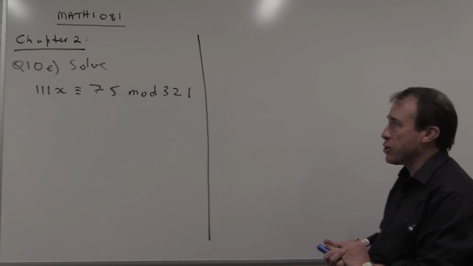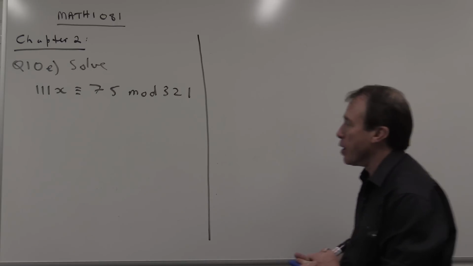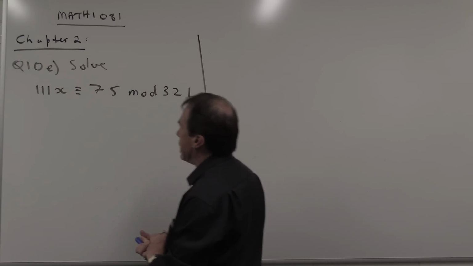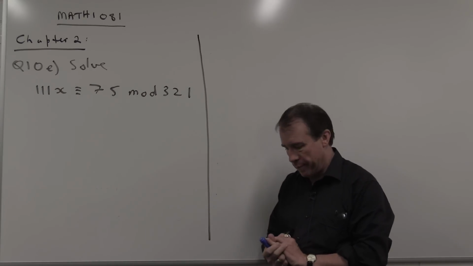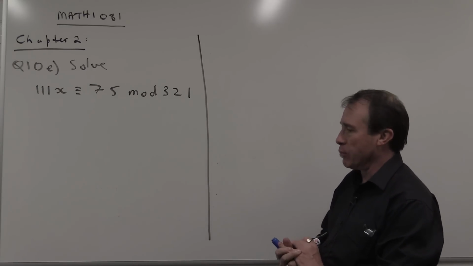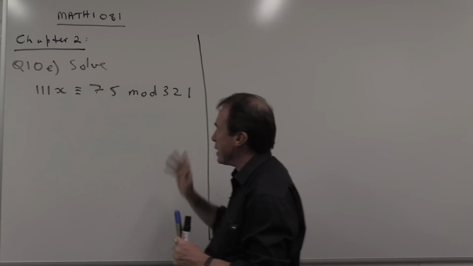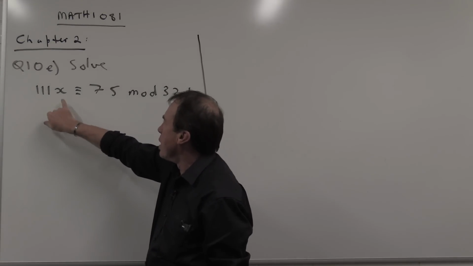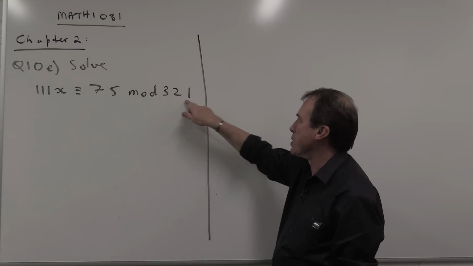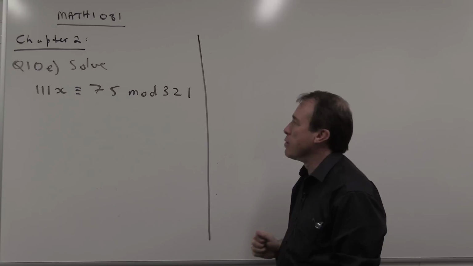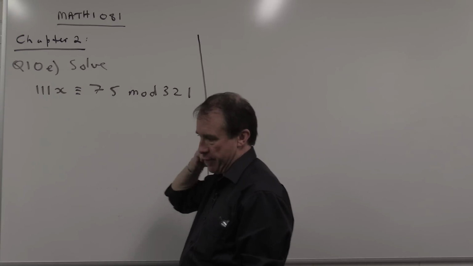And so we're asked here to solve a congruence equation. We're looking at 111x congruent to 75 mod 321. To put it into, well, complicated English, it says I'm trying to find an integer that when I multiply it by 111 and I divide the answer by 321, then the remainder is 75.